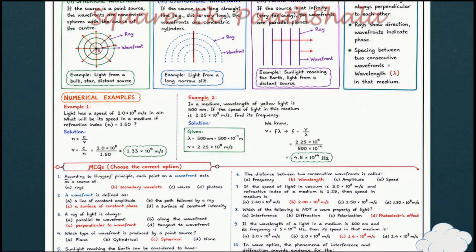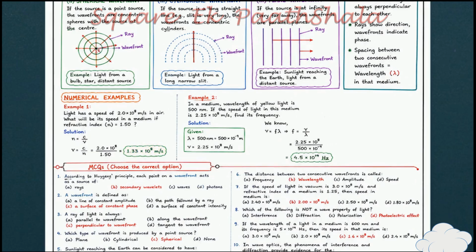This numerical example section shows how we apply these rules to find the speed of light in a new medium. First, extract your known variables, the starting speed, c, and the refractive index, n. Then substitute them into the velocity equation, v equals c divided by n. Dividing 2.0 times 10 to the 8th by the index of 1.50 gives a slower speed of 1.33 times 10 to the 8th meters per second.